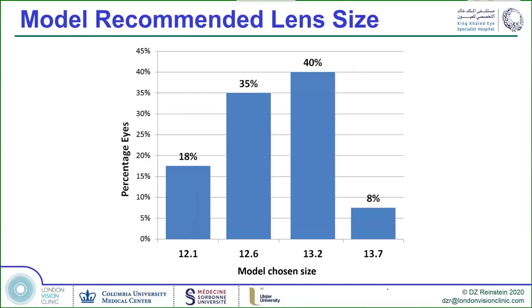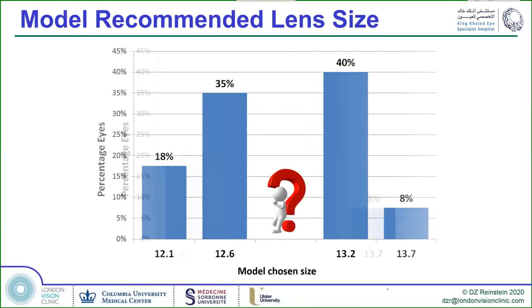The other thing that was interesting, just analyzing our population that we built the model from, was that when I looked at the histogram of which lens size we were choosing, we noticed that the mode was actually a 13.2, but the mean was obviously somewhere in the middle between 12.6 and 13.2. So that was interesting. And so we thought, well, wait a minute. What if there was an actual ICL made by STAAR that was the mean size of the population? Because at the moment, they're not making one. But let's say there was.